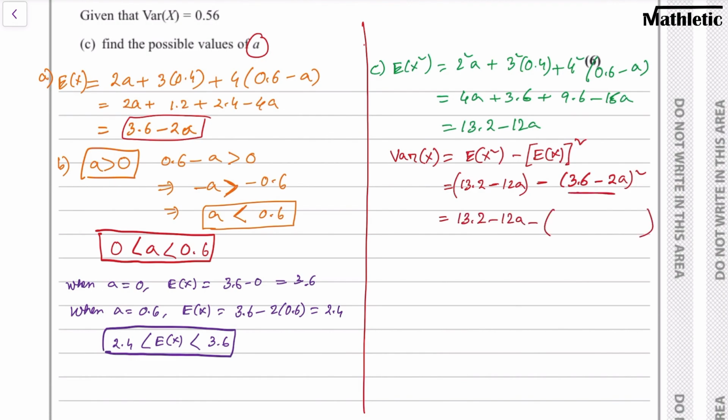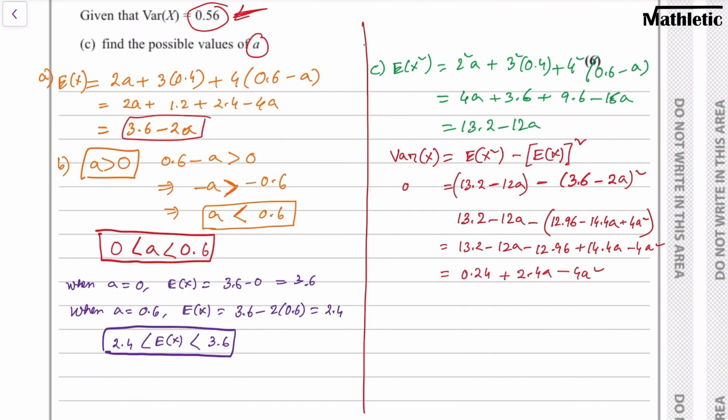This will be expanded using the (a minus b) whole square formula, as in a square minus 2ab plus b square. So this one will be 12.96 minus 14.4a plus 4a square. The signs are reversed because of the minus in front of the bracket. 1.2 minus 12.96 is 0.24 plus 2.4a minus 4a square, and the value of the variance is given as 0.56.